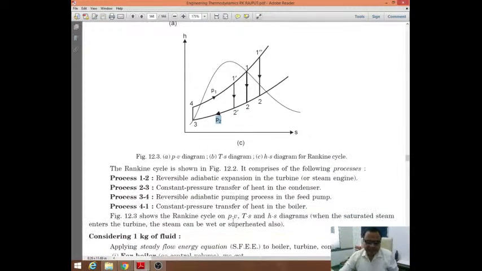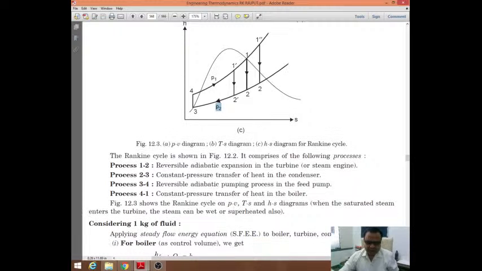These processes are explained over here. Reversible adiabatic expansion in the turbine, that is process 1 to 2. 2 to 3 is the constant pressure heat transfer into the condenser. 3 to 4 is reversible adiabatic pumping process, and 4 to 1 is a constant pressure transfer of heat into the boiler. So process 4 to 1 is boiler, 1 to 2 is turbine, 2 to 3 is condenser, 3 to 4 is pump. So already we have this.